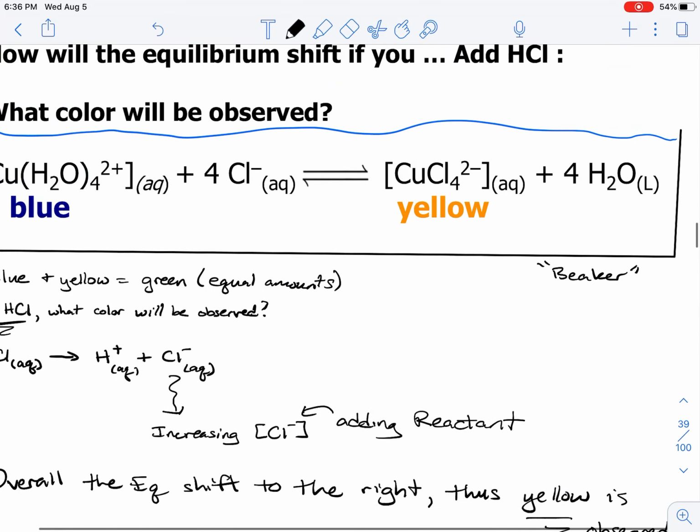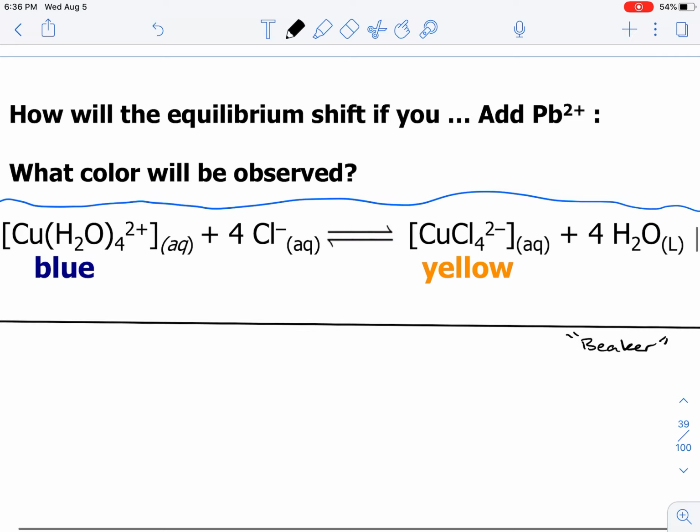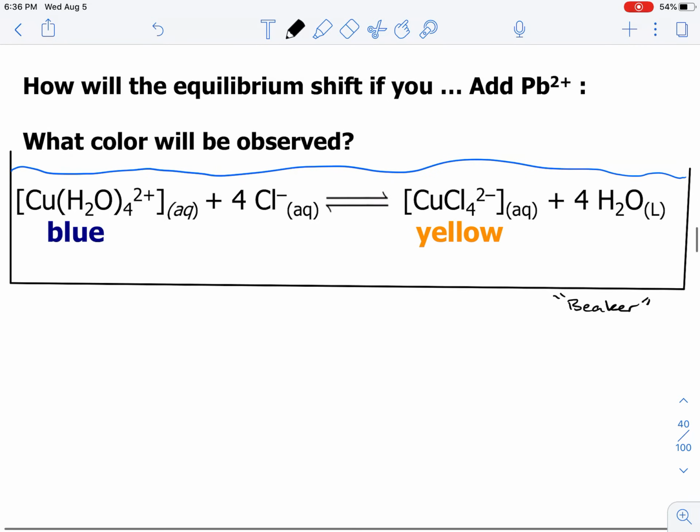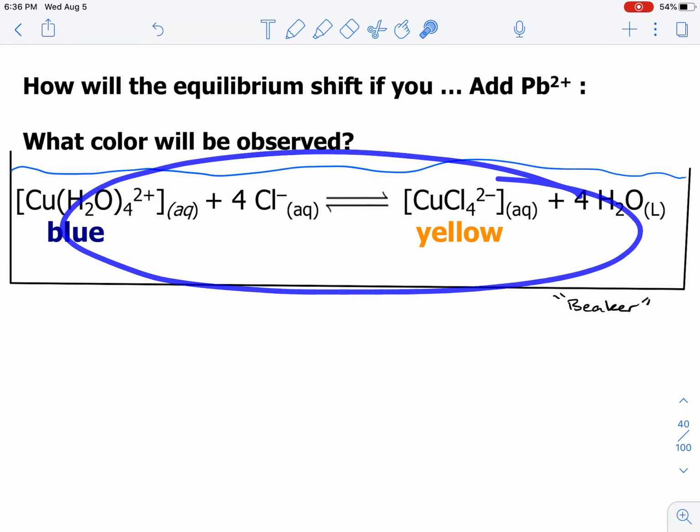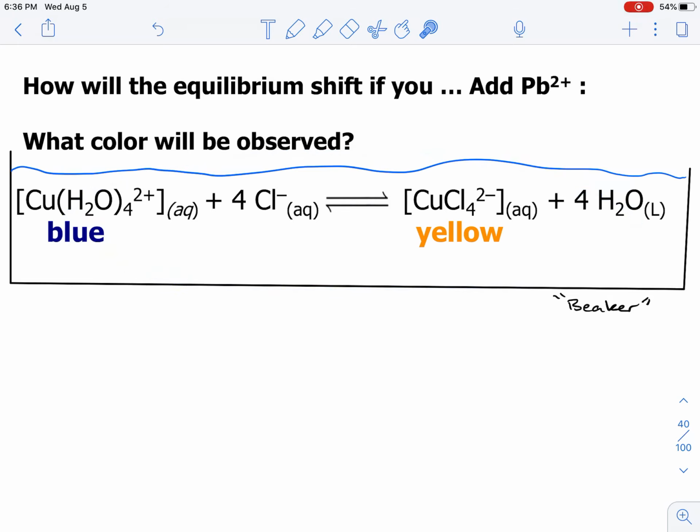All right. So let's go ahead and take a look at another example. We're still working with the same chemical reaction, and we're going to assume that the color of this beaker is green. So basically you have equal amounts of all of these substances, just for argument's sake. How will the equilibrium shift if we add lead(II) ion, and what color will be observed?